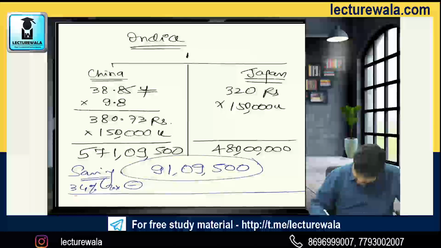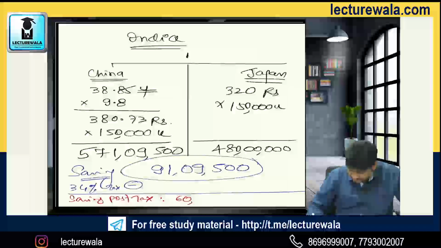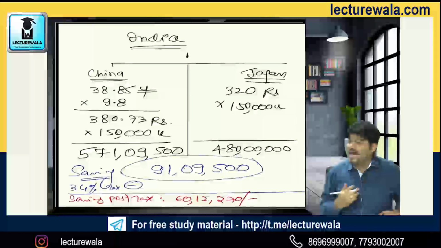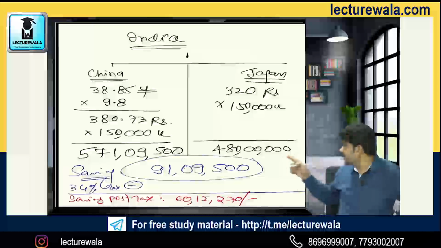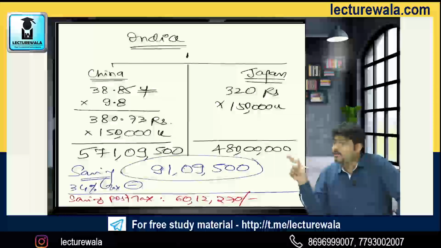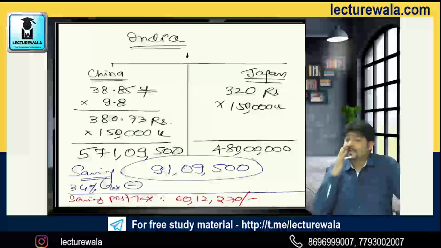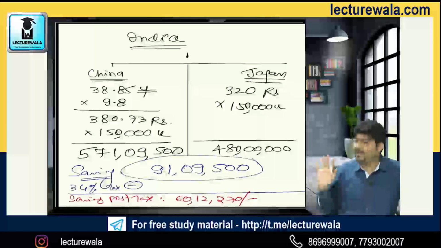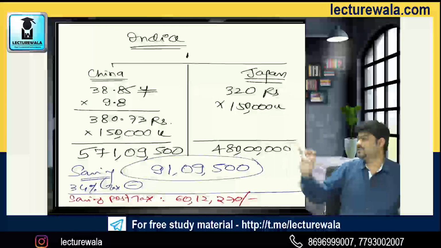Okay, great. So can I say that what you are going to calculate is the saving post-tax? Are we understanding, guys? Tell me how much? 60 lakh 12,270. This is post-tax. This is mine. 60 lakh 12,270. All taxes paid, everything paid. Now it is mine. Are we clear? So the Indian subsidiary is happy with purchasing from Japan.